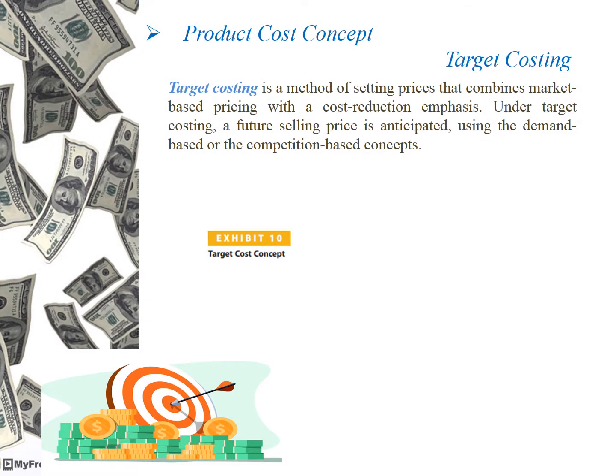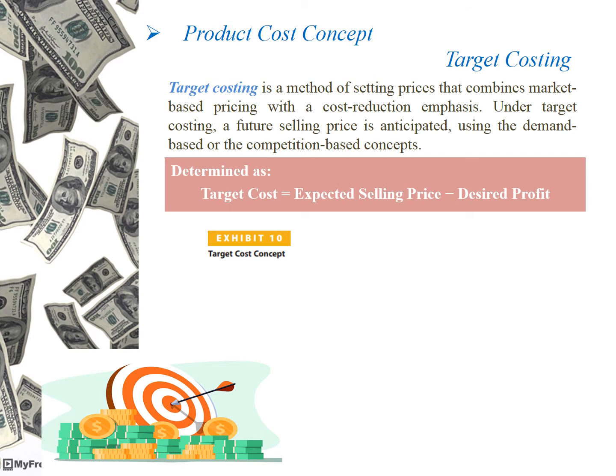Target costing and the product cost concept is a method of setting prices that combines market-based pricing with cost reduction emphasis. Under target costing, a future selling price is anticipated using the demand-based or the competition-based concepts. The target cost is then determined by subtracting a desired profit from the expected selling price, or computed as target cost equals expected selling price minus the desired profit.